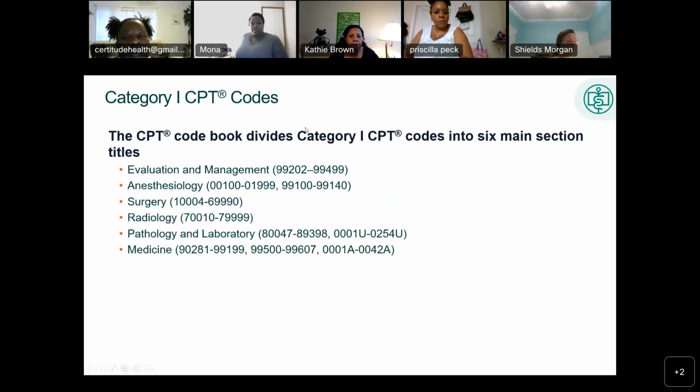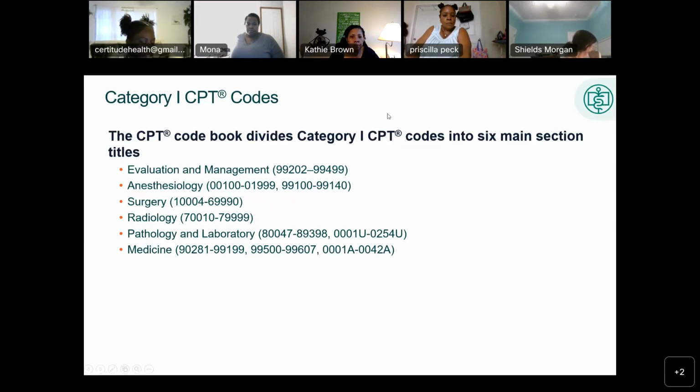So when we talk about category 1, we're mainly going to be talking about the 5-digit numeric codes, just the codes with numbers. With the exception of select few, but honestly, these codes are new, so we're not going to be spending a whole lot of time on a lot of that pathology stuff, just the surgical part, but that's like 10 chapters away. So the CPT code book divides category 1 into 6 main titles.